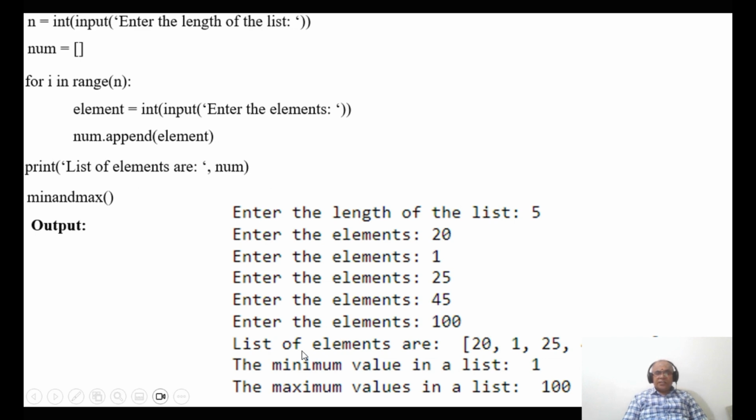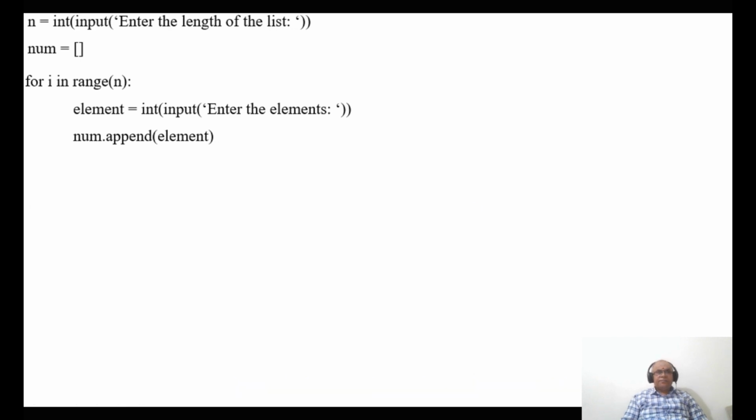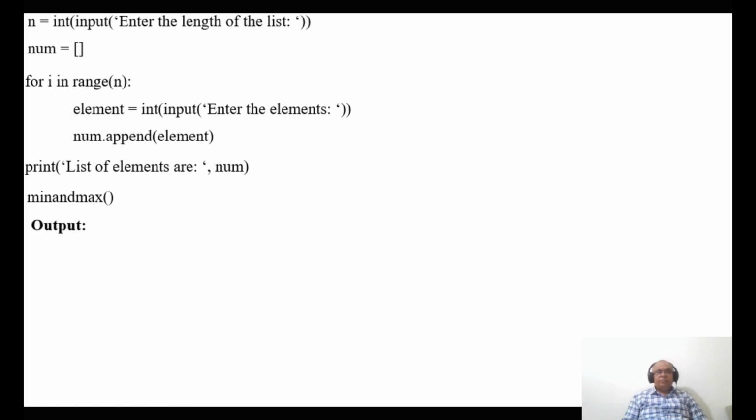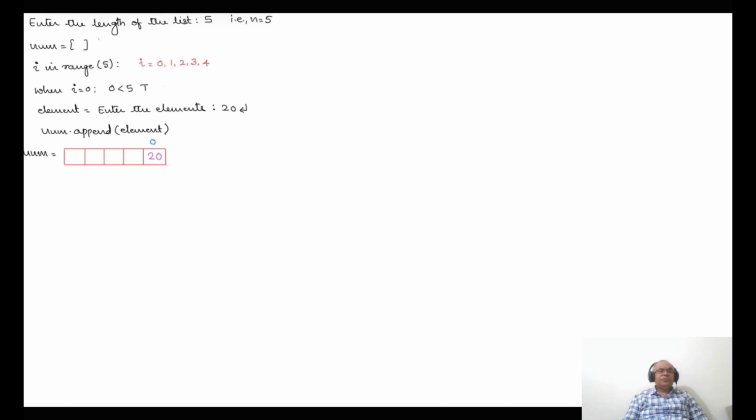Once you take the list of the elements, then it comes to the min and max. What it does, again it goes back to this element and tries to execute this fully. Now we will see how it is done by using the tracing. That is what we have shown.